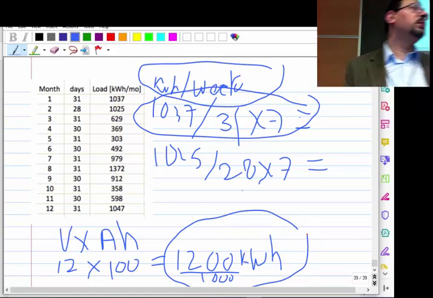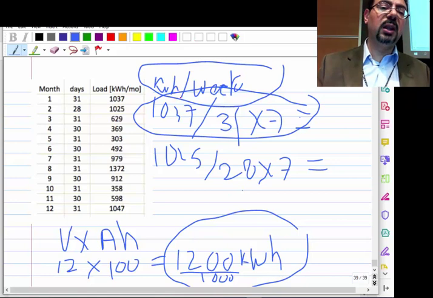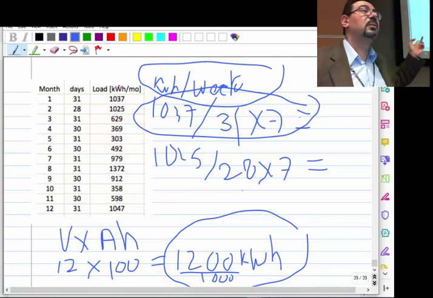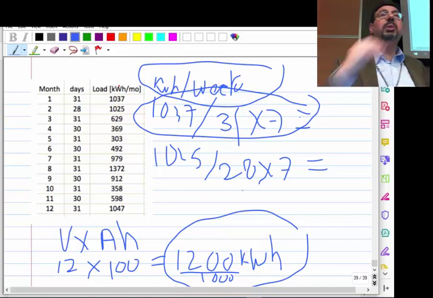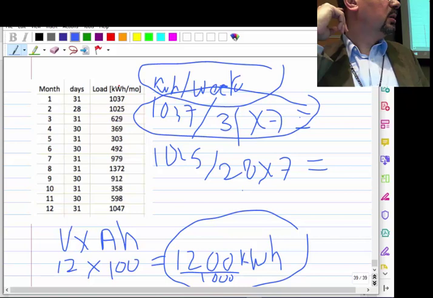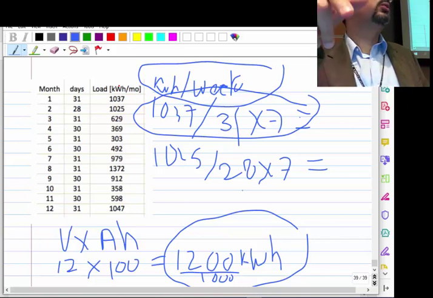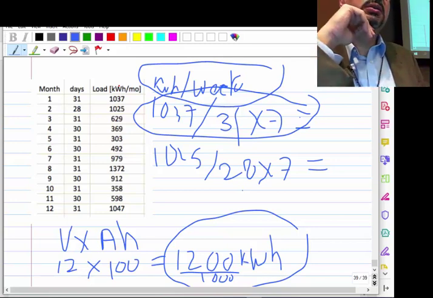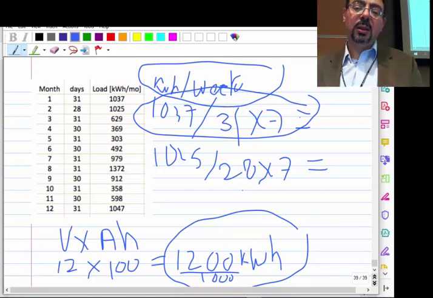And I do it for every month, and obviously the month with the largest storage, which is the summer, 1372, that's the largest, in August. That would be the one that requires the largest number of batteries, right? And he said he wants the price for each, so he multiplied by $200 for each set. Questions?